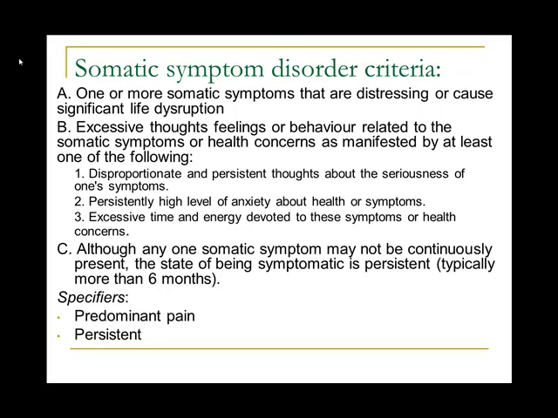The criteria for somatic symptom disorder are having one or more somatic symptoms, such as pain, that are distressing or cause significant life disruption. The person will also have excessive thoughts, feelings or behaviours related to the somatic symptoms or health concerns as manifested by either disproportionate and persistent thoughts about the seriousness of your symptoms, and or having persistently high levels of anxiety about health or symptoms, and or having an excessive time and energy devoted to these symptoms or health concerns. And although any one somatic symptom may not be continuously present, the state of being symptomatic is persistent, and typically this is for more than 6 months. And then there are 2 specifiers. One is that pain is predominant, and the disorder is persistent.